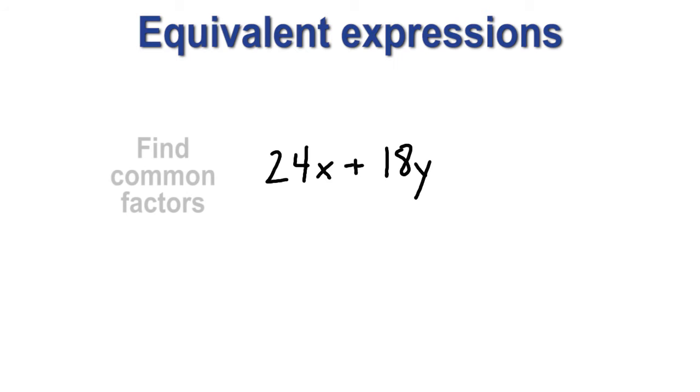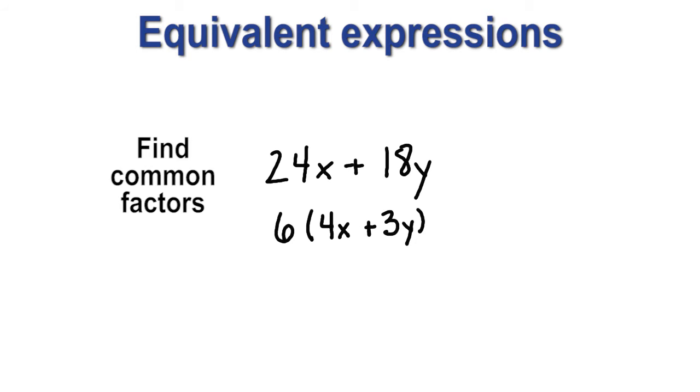After students have had experience with expressions with variables, they will move on to working with equivalent expressions. They will begin by using the properties of operations to generate equivalent expressions. For example, let's examine the expression 24x plus 18y. This expression can be rewritten by finding common factors using the distributive property as 6 times 4x plus 3y in parentheses.